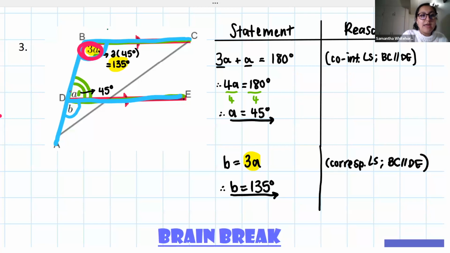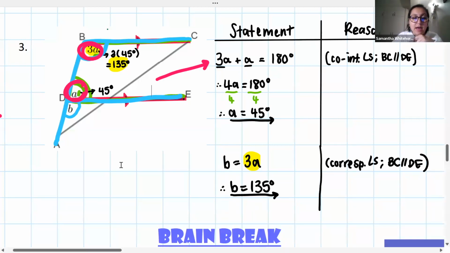So we know that 3A plus A must give me 180 because that's what co-interior angles are. When I add them together, I get 180 degrees. Now remember, the goal is to solve for A. I don't want 3A, I want A and A alone. So 3A and A are like terms. I can add them together. 3A plus A gives me that 4A. And so 4A is equal to 180. Then I use my inverse operations to solve the equation. I divide both sides by 4, and I get that A is 45 degrees.